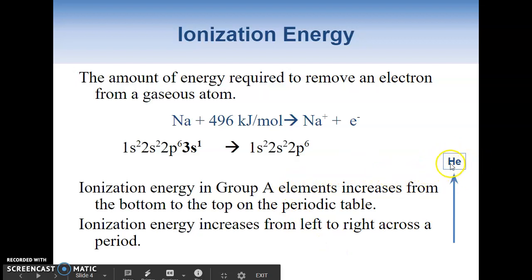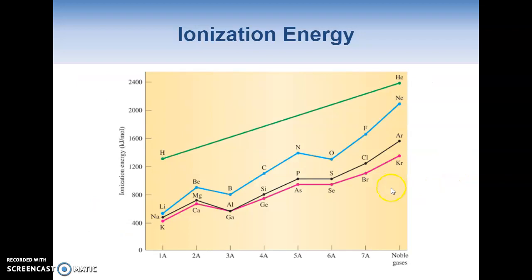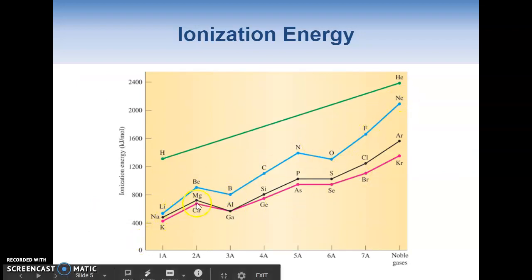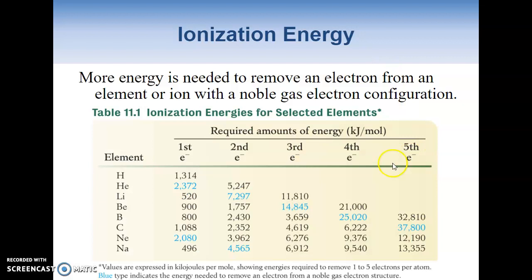Helium is going to have our highest ionization energy because it's the furthest to the right and the furthest up. And that makes sense because we're not going to be able to remove electrons easily from our noble gases, right? They're pretty unreactive. Okay, this just shows in each group that it's going up as you move towards the noble gases. It takes more energy to lose an electron.